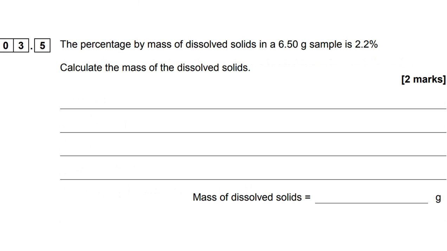And another little calculation here: percentage by mass of dissolved solids in a 6.5 gram sample is 2.2%. So we want to know what is 2.2% of 6.5 grams. So we do our little calculation and we get to 0.143 grams.